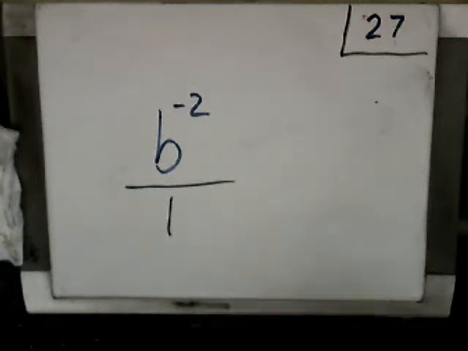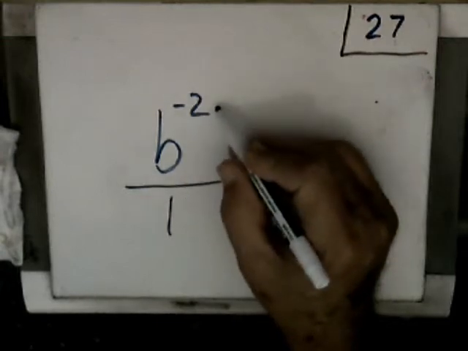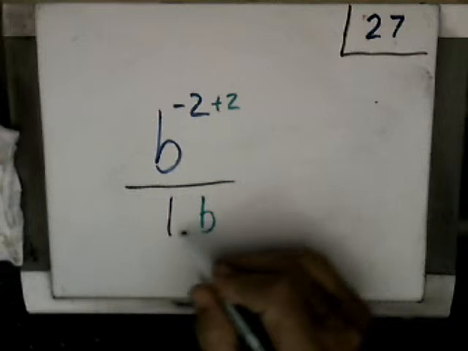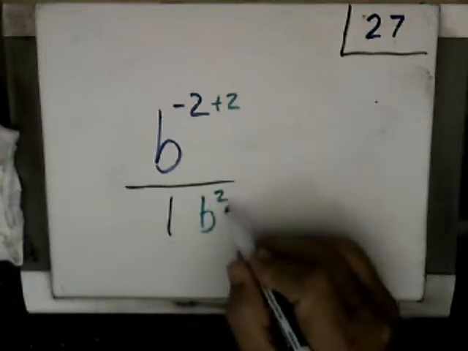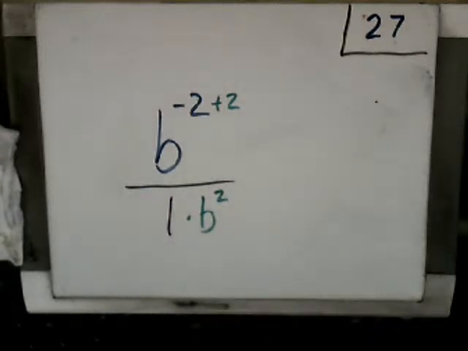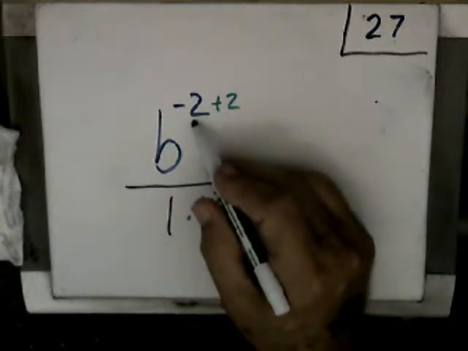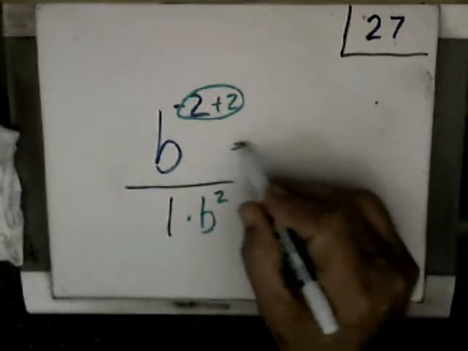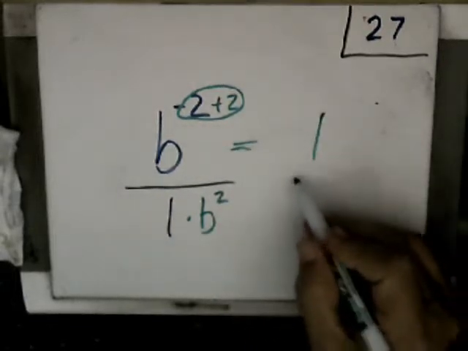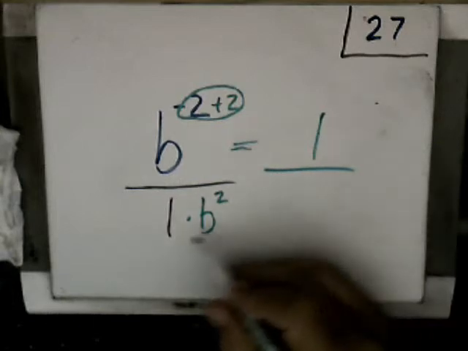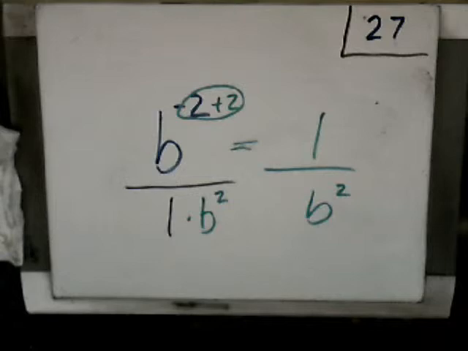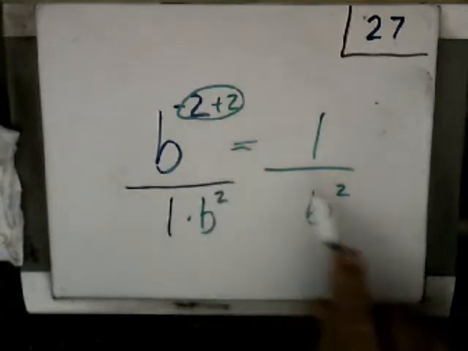So let's say I want to make this a 0 here. I would add 2 b's. So I don't have any down here, so I'm going to have to add 2 b's times that 1, right? Okay. So now minus 2 and plus 2 is b to the 0, and b to the 0 equals 1. Well, now I've got b to the 1 on top, but I have b squared on the bottom. And so now I've gotten rid of my negative exponent.